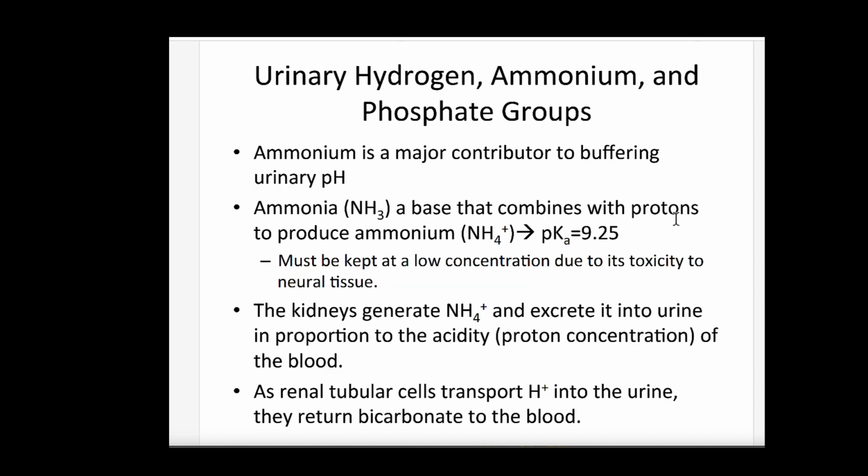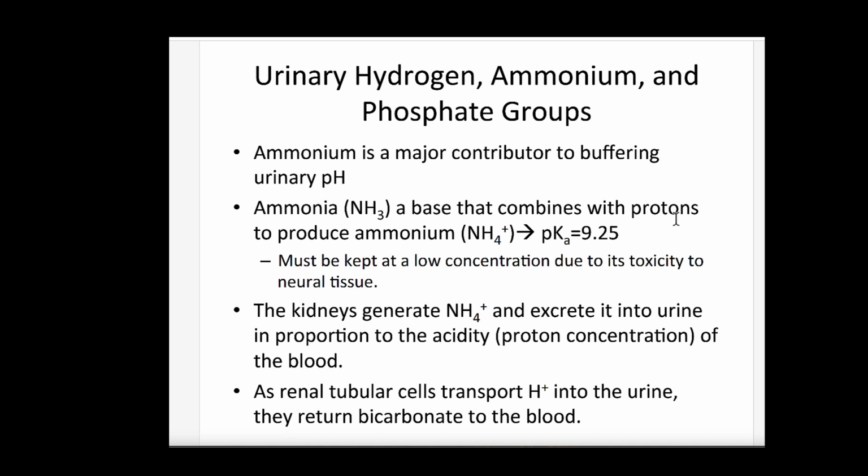Ammonium ions are major contributors to buffering urinary pH, but not blood pH. Ammonia is a base that combines with protons to produce ammonium ions. It's a reaction that occurs with a pKa of 9.25. And what do we learn about pKa? The lower the pKa, the stronger the acid. And so in this case, it is not a strong acid, okay?